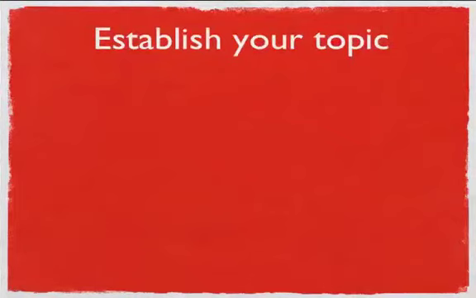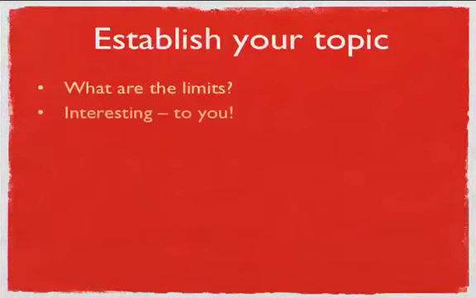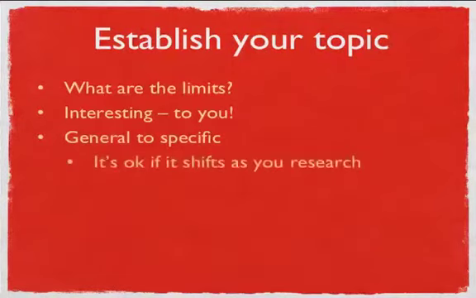The first step is to establish your topic. Sometimes your teacher provides a topic, and sometimes you are just given limits and need to find a topic within those limits. So the first question you should ask yourself is, what are the limits your topic must fall between? Is there a certain theme, period, genre, or subject you must focus on? Your topic should be something that interests you. It might also be something you want to learn more about. At this stage, your topic can be more general and become more specific as you do research. Even if you start off with a very specific idea, it is okay if it shifts as you research.